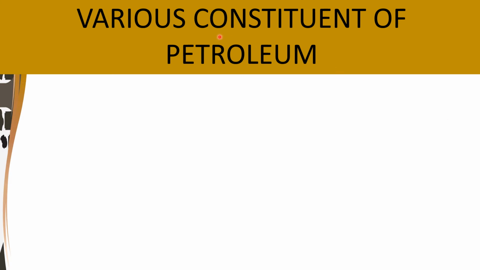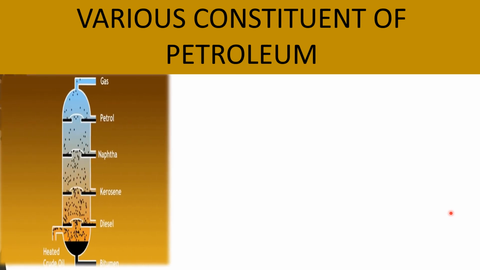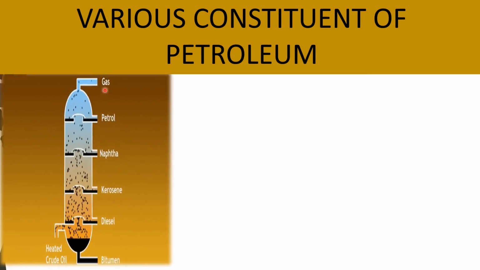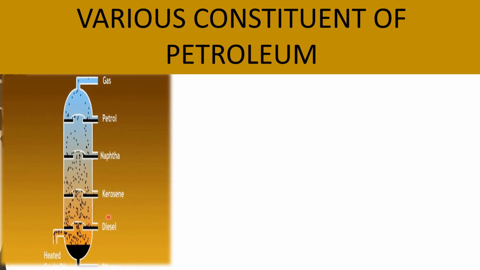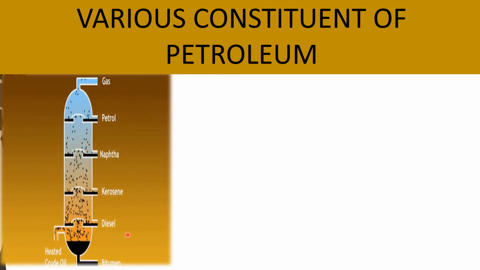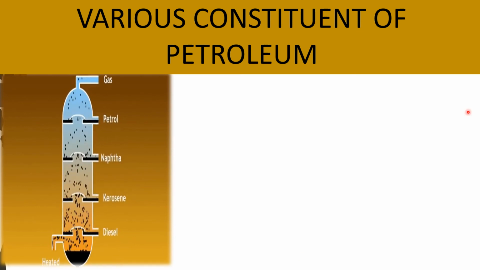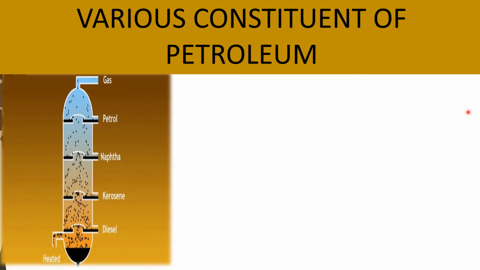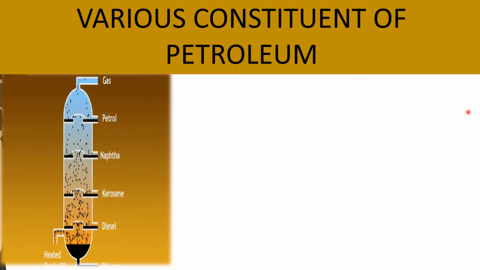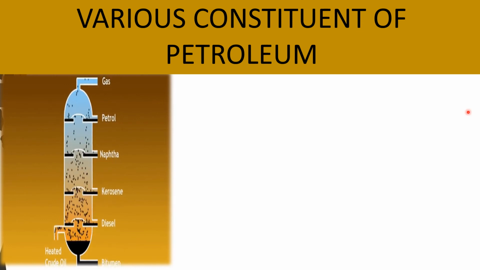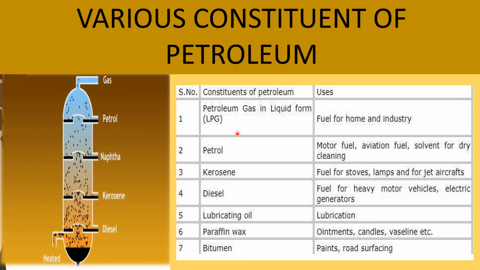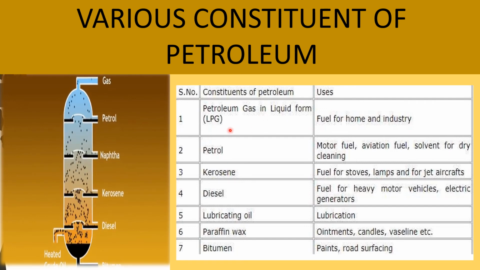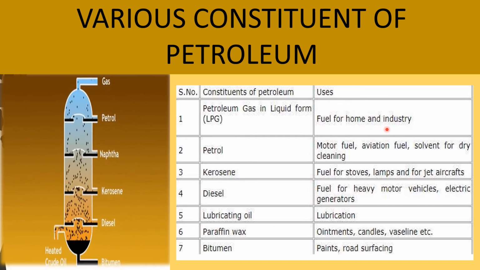Now let us discuss the various constituents of petroleum, that is the various components that we obtain from petroleum, and they are gas, petrol, naphtha, kerosene, diesel and bitumen, and all these are separated by a process called fractional distillation. And the various uses of these components are: petroleum gas in liquid form, which is called LPG, is used as a fuel for home and industry.